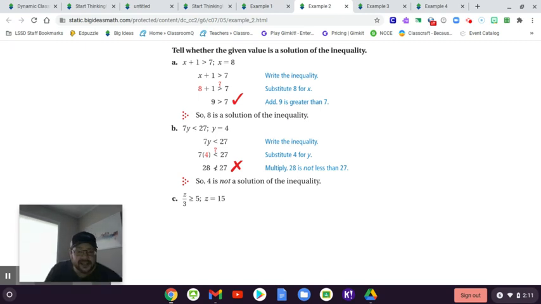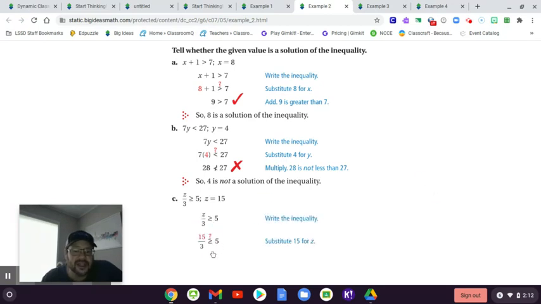So what you're doing is you're taking the value they give you, you're plugging it in, and then seeing if it works or not. So the last one, z over 3 is greater than or equal to 5. Is that true when z equals 15? And again, this over 3 means divided by 3. So is that true?